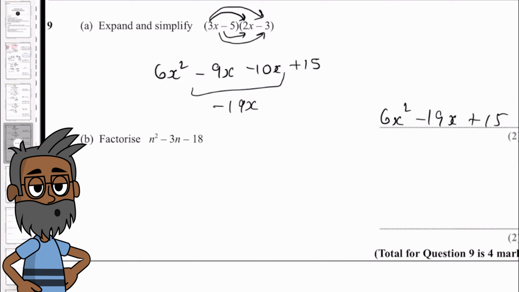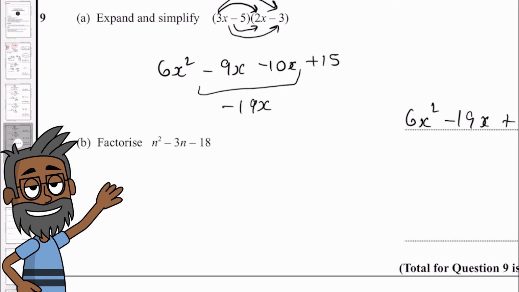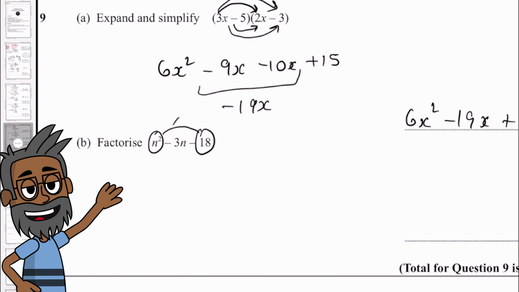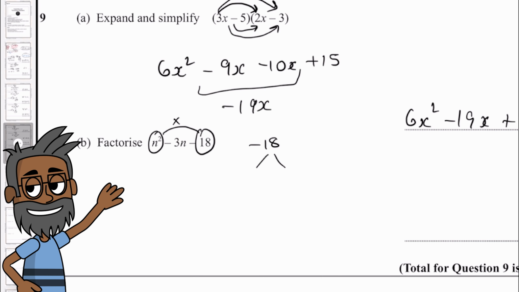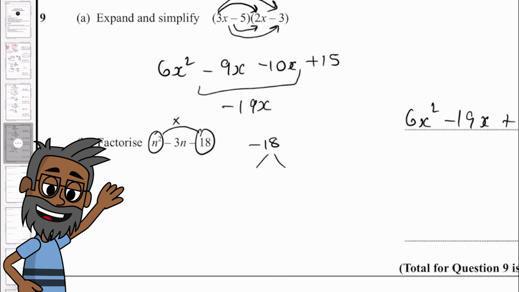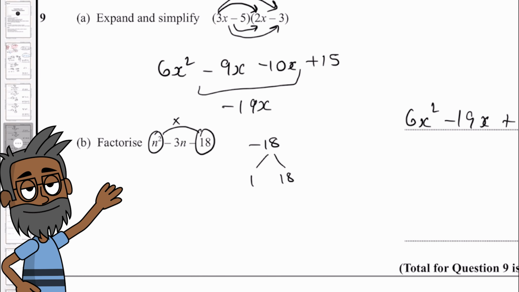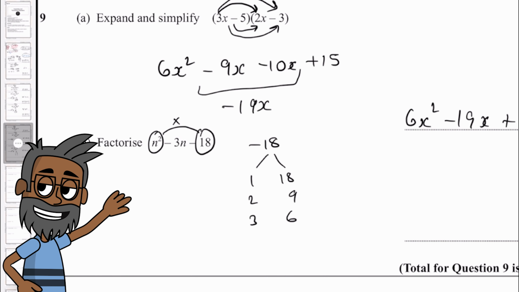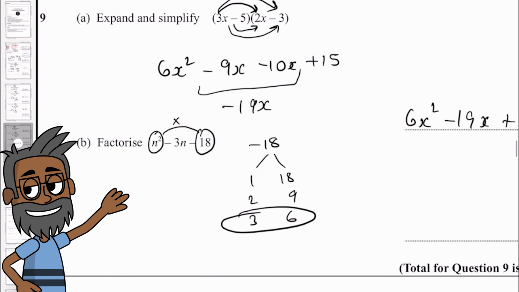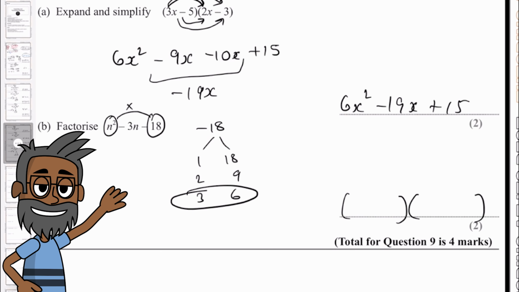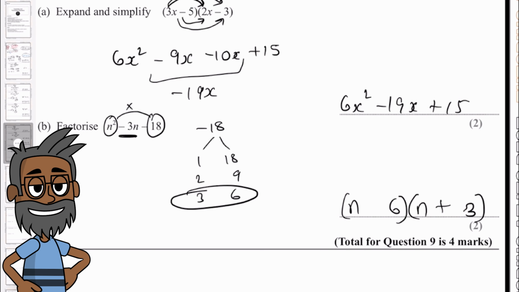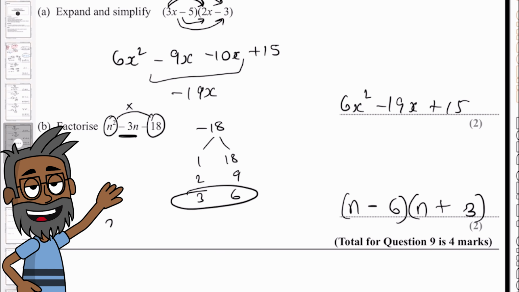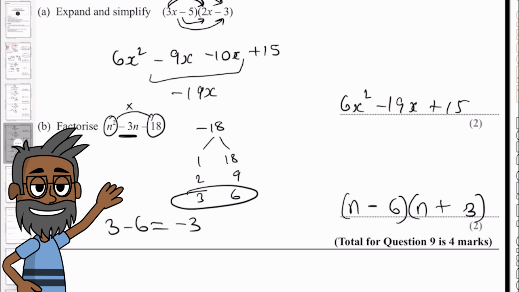And then likewise, instead of the x, we've now been given an n. So we can again multiply out the a and c. And that gives us minus 18. We know we need two numbers that will add to give us minus 3. So again, we can have 1 and 18, 2 and 9, or 3 and 6. We're going to go for 3 and 6 here. We're going to have our two brackets. And let's write out our 6 and our 3. But again, remember, as we need to add them to get minus 3, we're going to have a plus 3 and a minus 6. Because 3 minus 6 gives us minus 3.